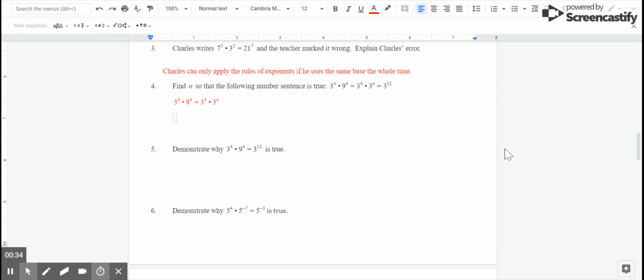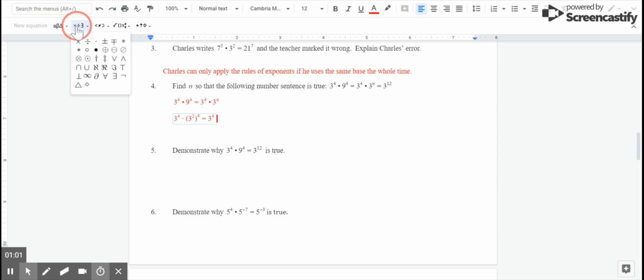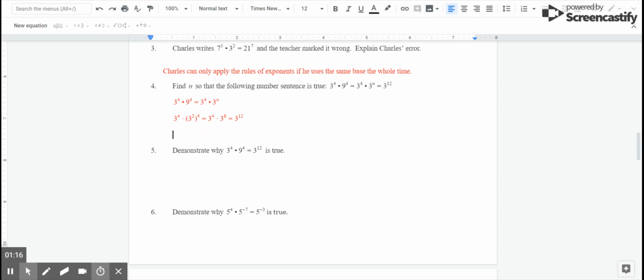If I break things down into prime factors, 3 to the 4th, hey, that is already a prime base, right? 9 to the 4th, well, instead of 9, which is composite, let's think of 3 squared to the 4th power. If I apply my rules of taking a power raised to a power, my 3 to the 4th wouldn't change, but instead of 3 squared to the 4th power, I would write 3 to the 8th power. And that gives me 3 to the 12th power if I continue to simplify. So by using the rules of power to a power, we can confirm that n equals 8.